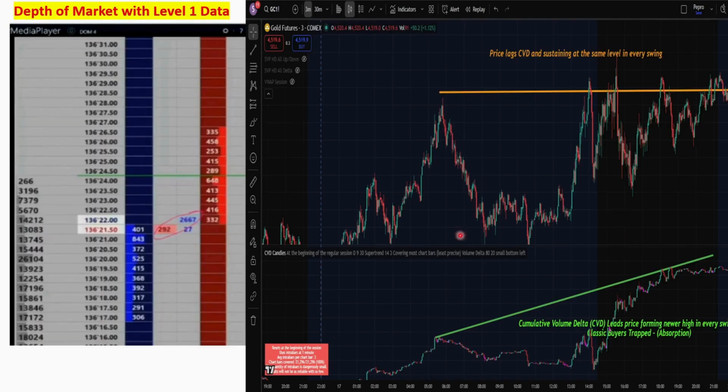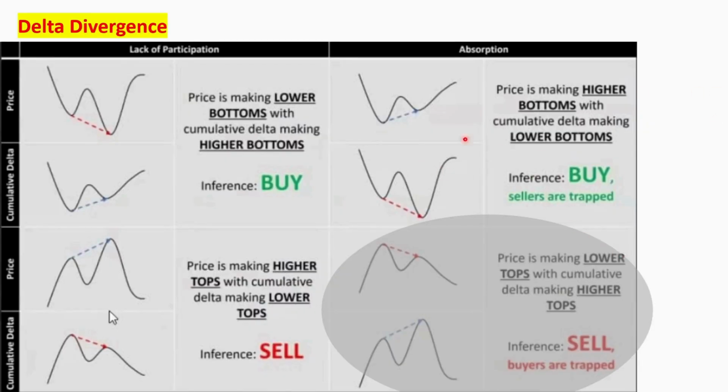In the next slide, we have shown the delta divergence, where we can see that there are 4 types, 2 representing lack of participation on the buy side and the sell side, and 2 representing absorption on the buy side and the sell side. Previously, we have seen a classic example of the 4th type, where price makes lower tops or stays at the same level, while the cumulative delta makes higher tops, indicating that buyers are getting trapped.